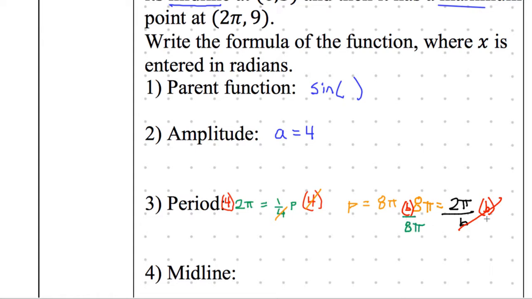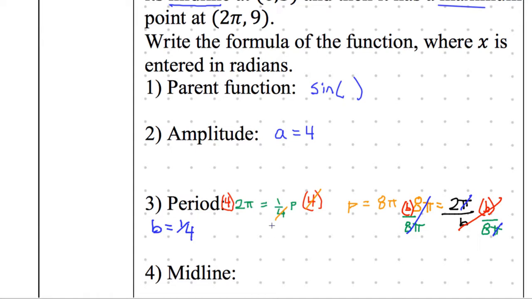Dividing by 8 pi will eliminate my 8 pi over there and bring it down here. Now b, the letter I'm trying to find, is equal to 2 pi over 8 pi. The pi's cancel out, and 2 divided by 8 simplifies to 1/4. So there's my answer. B is equal to 1/4. That's what I'm trying to find, but there is a shortcut, and I'll show you the shortcut right now.